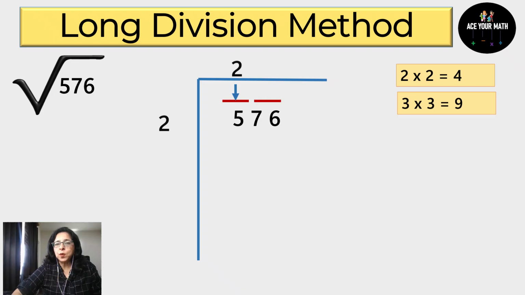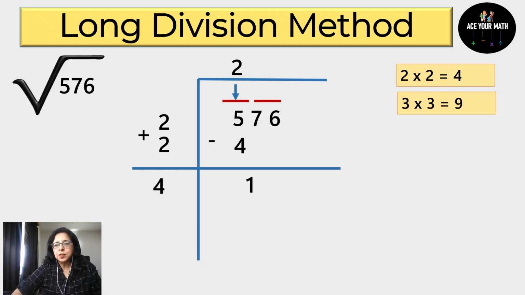So you will write 2 at the top and 2 at the side. 2 twos are 4. 4 you will write just beneath 5. Now the same 2 you will add on the left hand side and 4 you will subtract from 5. When you subtract 4 from 5 you get 1, and when you add 2 and 2 on the left hand side, that gives us 4. So this is the first round. We are still left with 76, the next group. So now you bring this group down.